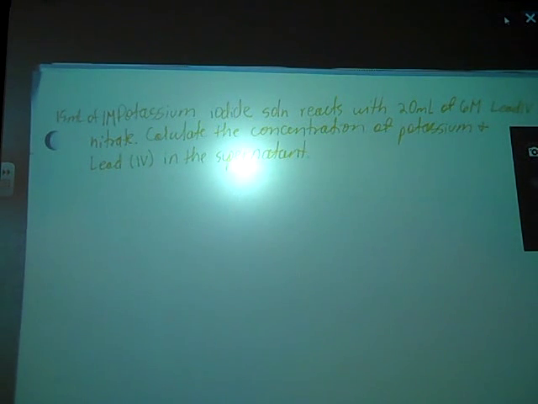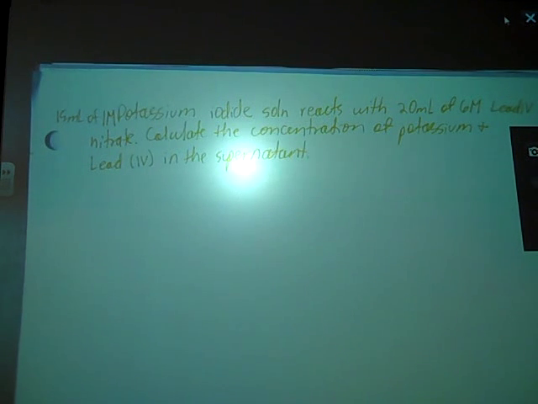Alright, here's another solution stoichiometry problem. This one sounds a little bit different. It says that 15 milliliters of a 1 molar potassium iodide solution (SOLN stands for solution) reacts with 20 mL of a 6 molar lead(IV) nitrate solution. Calculate the concentration of potassium and lead(IV) in the supernatant.